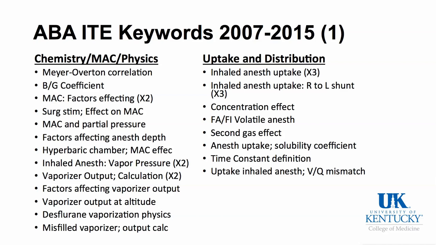And then under uptake and distribution, there are multiple keywords, including right to left shunts, concentration effect, FA over FI curve for volatile anesthetics, second gas effect, solubility coefficients and how it affects uptake and distribution, time constant definition, and how some things like VQ mismatch affect uptake and distribution. Dr. Gene Hessel will be giving a presentation specifically on uptake and distribution, and I will therefore touch on it superficially rather than in depth.